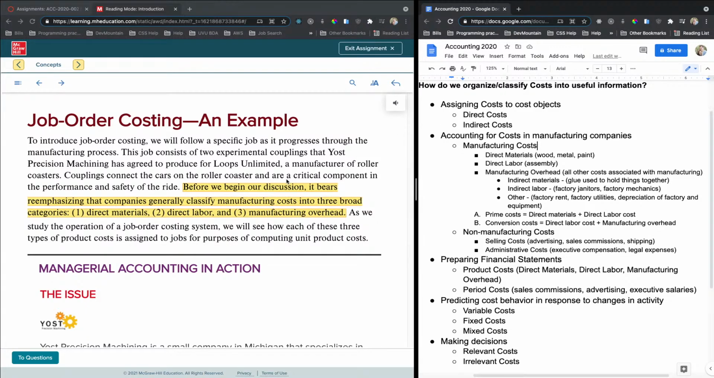As we study the operation of a job order costing system, we will see how each of these three types of product costs is assigned to jobs for purposes of computing unit product costs.